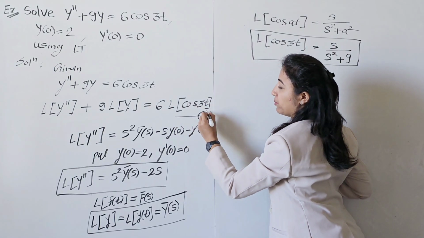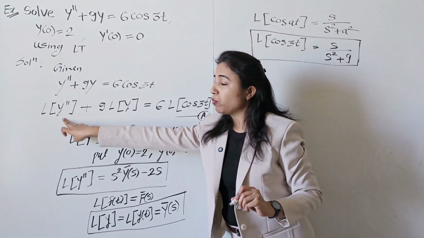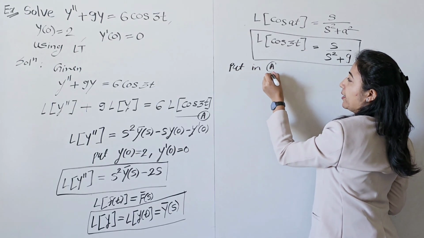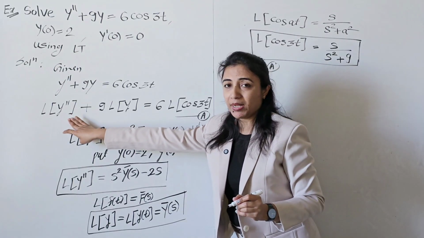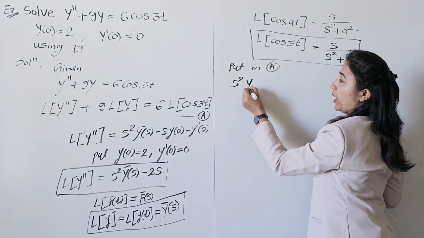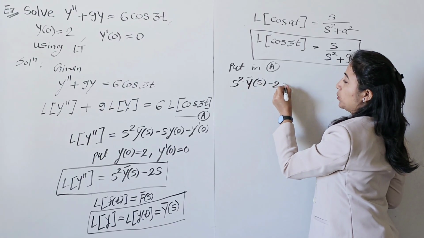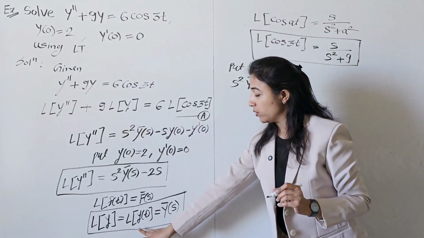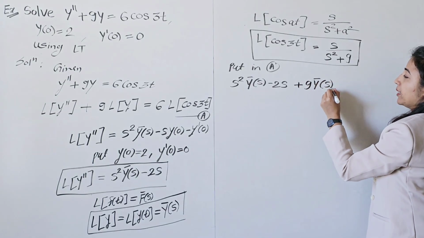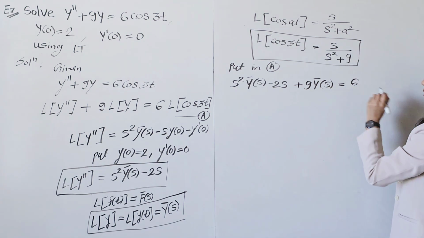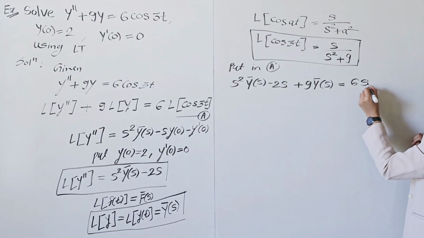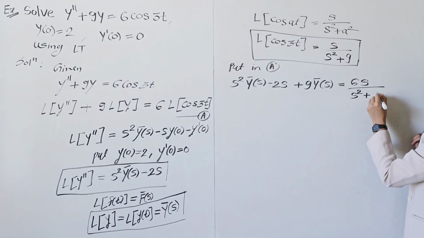Let's consider it as equation number A. In equation A, put all the values. The first term is the Laplace transformation of y double dash, which is s square y bar of s minus 2s. Next is plus 9 y bar of s, equal to, on the right side, 6 is an outside constant term, and the Laplace of this term is s upon s square plus 9.